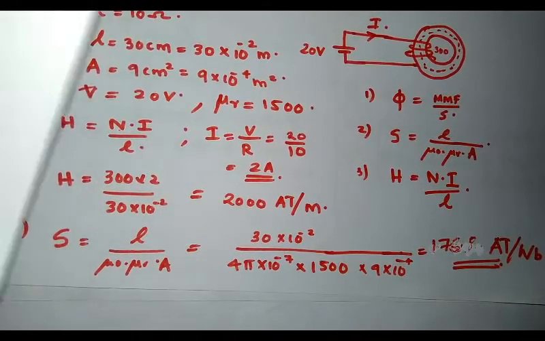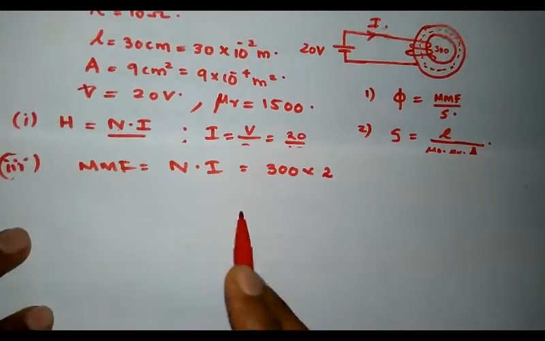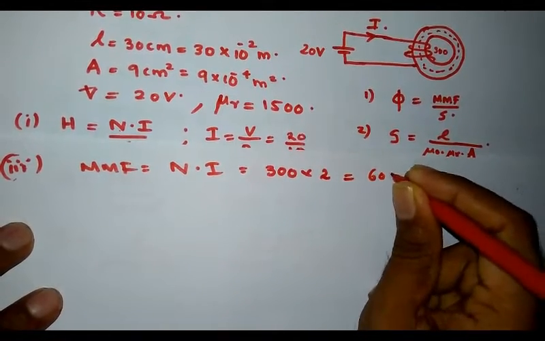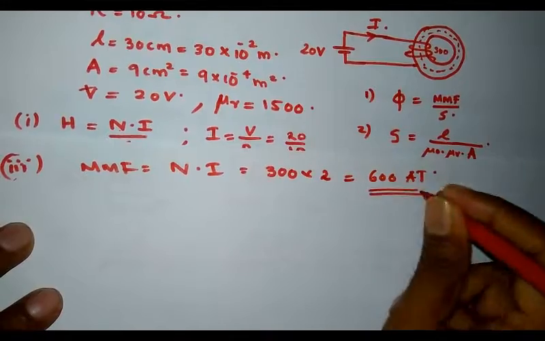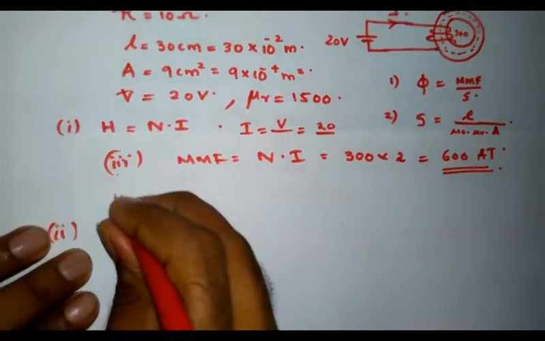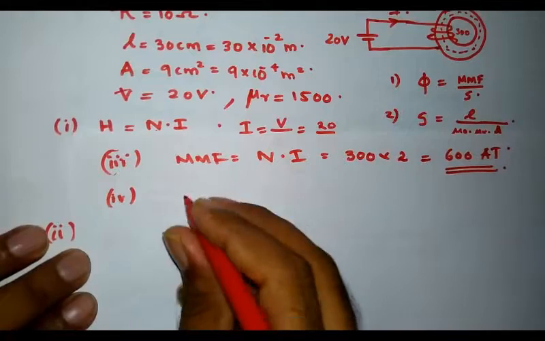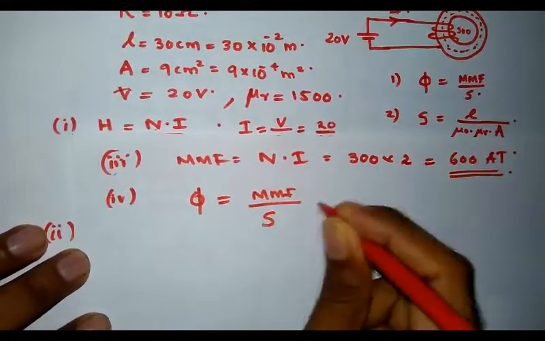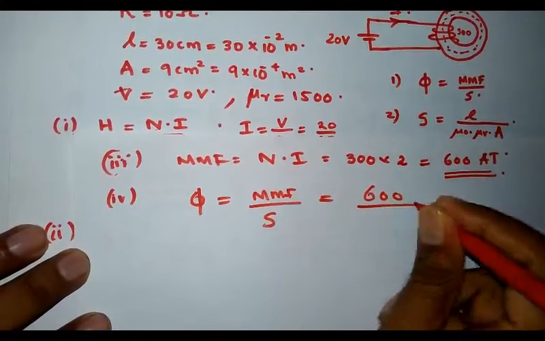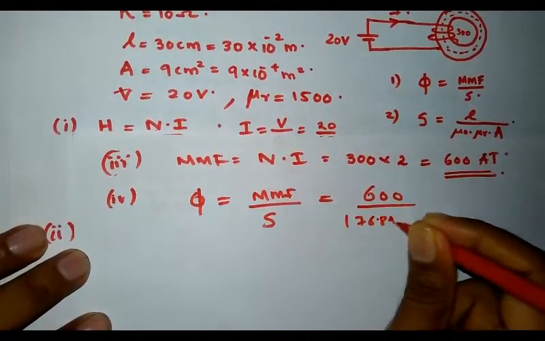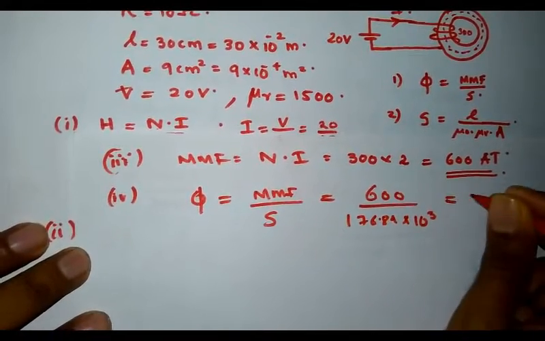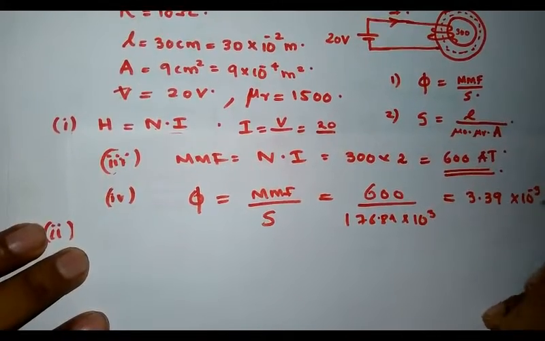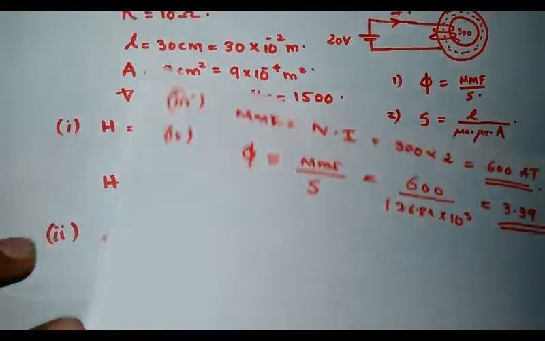And the third parameter we have to determine is the total MMF, and the total MMF is equal to Ni, is equal to 300 into 2, that is equal to 600 ampere turns. And the fourth parameter we have to determine is the flux phi. We have flux phi is equal to MMF by reluctance, that is equal to 600 divided by 176.84 into 10 to the power 3, and that is equal to 3.39 into 10 to the power minus 3 Webers.